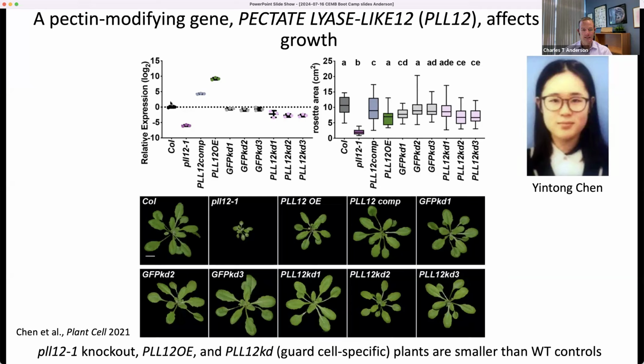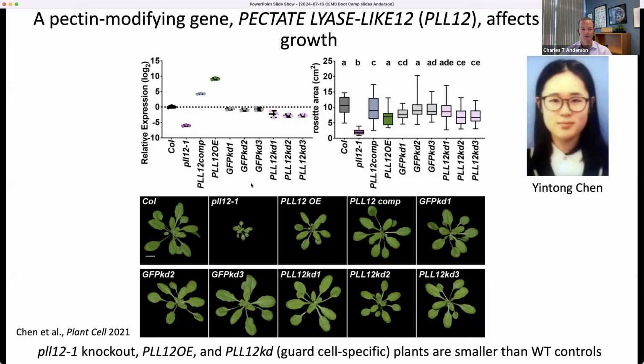We isolated mutants of PLL12 in which this gene was knocked out. We looked at complementation lines in which we put the PLL12 gene back into the mutant background. We overexpressed PLL12 with a strong promoter. And then we also made some guard cell specific knockdown lines. We used artificial microRNAs to knock down the expression of PLL12, particularly in the guard cells of these plants.